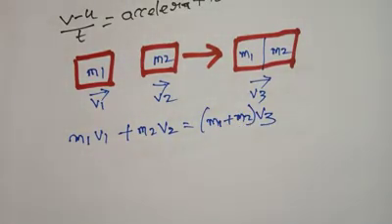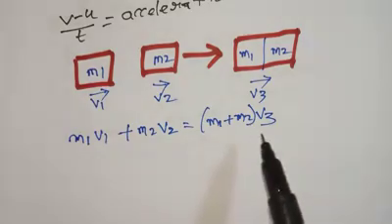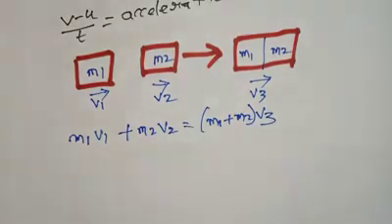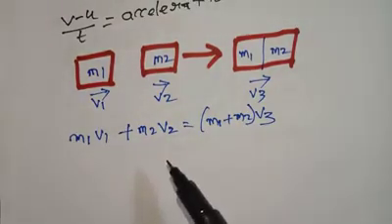That means the momentum we started with, added to the momentum of the next part, gives a new momentum. It is equal to (m1 plus m2) times v3, but this will always be equal because momentum is always conserved.